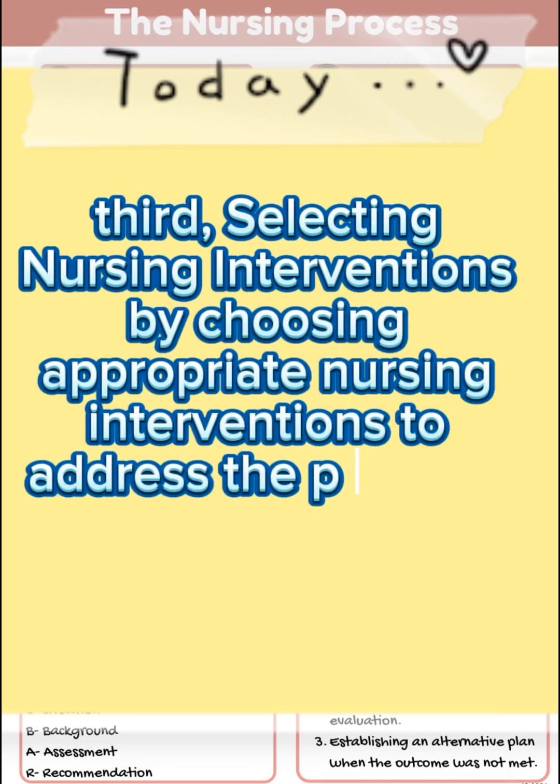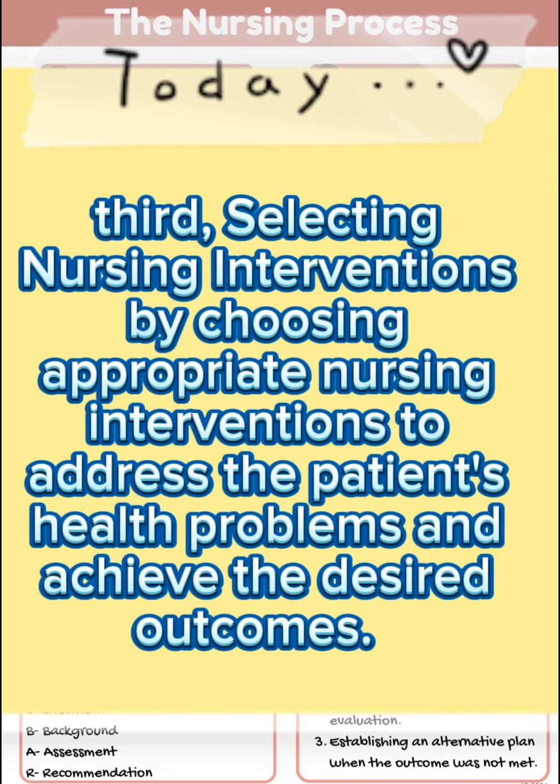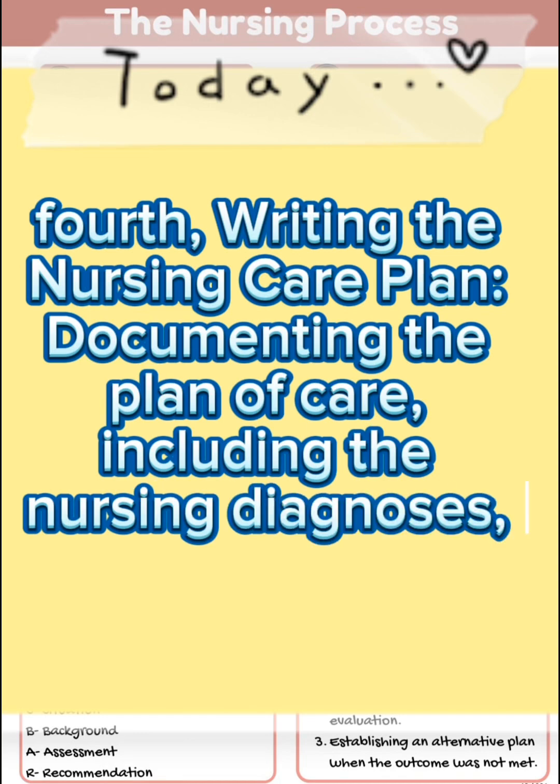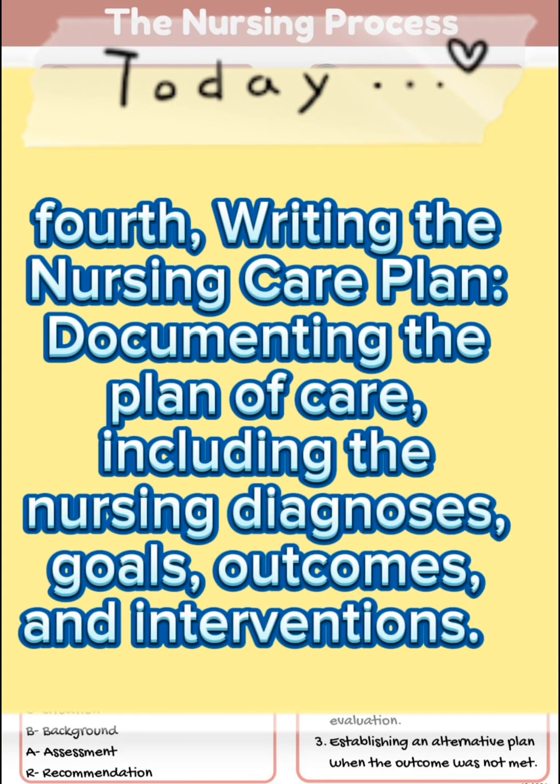Third, selecting nursing interventions by choosing appropriate nursing interventions to address the patient's health problems and achieve the desired outcomes. Fourth, writing the nursing care plan, documenting the plan of care, including the nursing diagnoses, goals, outcomes, and interventions.